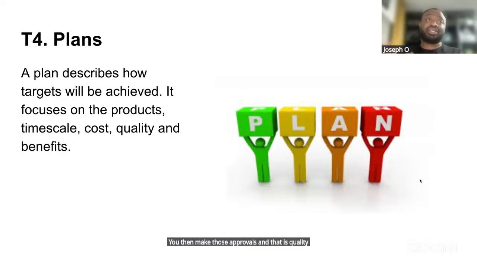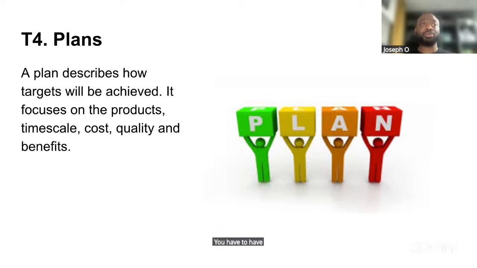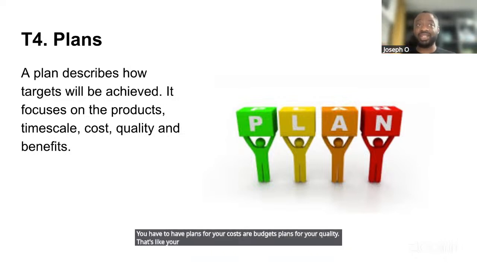Then plans. We have to have plans. Plans for our time scales are called Gantt charts. You have to have plans for your cost, which are budgets, plans for your quality, that's like your requirements, documentation, and your acceptance criteria. You're planning for your quality, you're planning for your benefits, how you track that the products that you've delivered by the project are actually achieving the things that they said they would achieve.